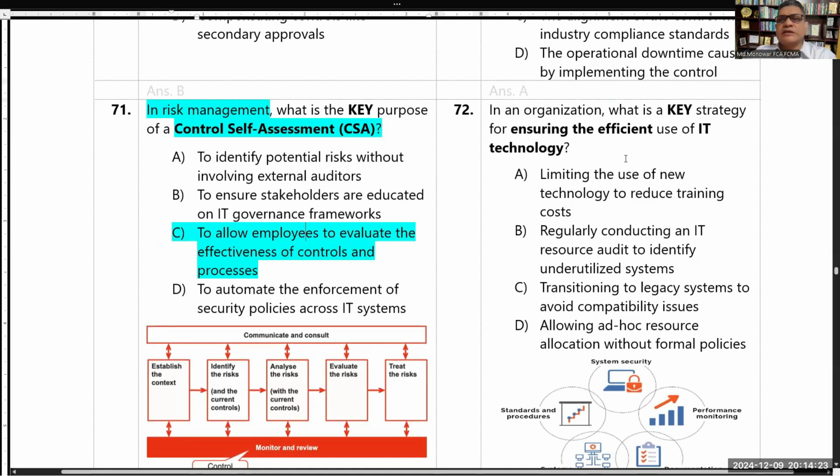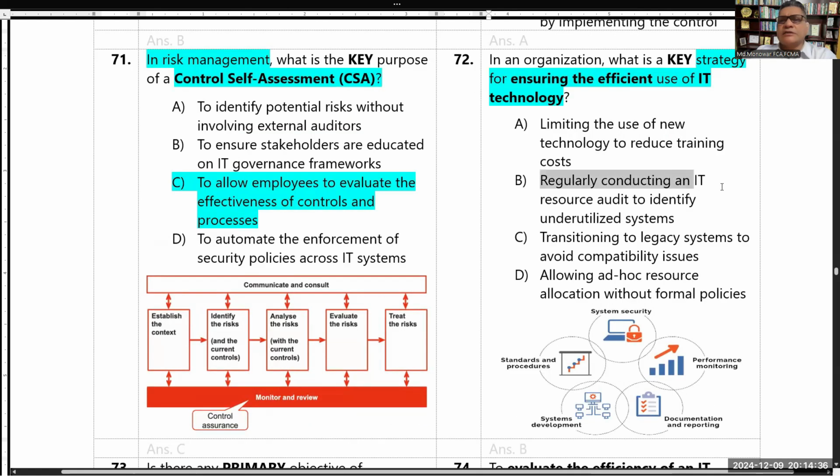Answer C. In an organization, what is the key strategy for ensuring the effectiveness of IT technology? Regularly conducting an IT resource audit to identify underutilized systems. Answer B.